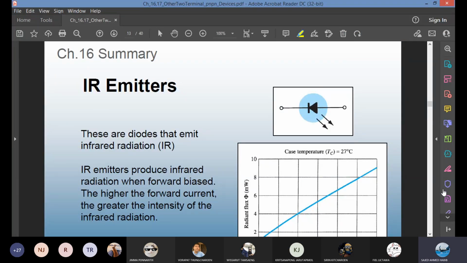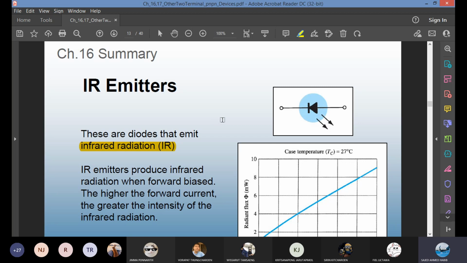IR emitters. What is IR? Infrared. Can you see infrared with your own eyes? I don't think so. It is not within the visible human capacity. Humans can see light from only a certain wavelength. Infrared should be an invisible one. There are some diodes which emit infrared radiation. So the symbol is like this with a pair of arrows, a diode with a pair of arrows.